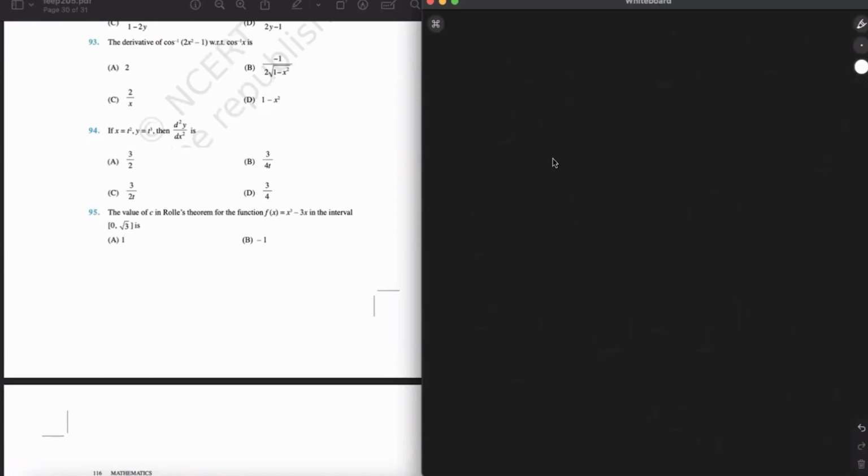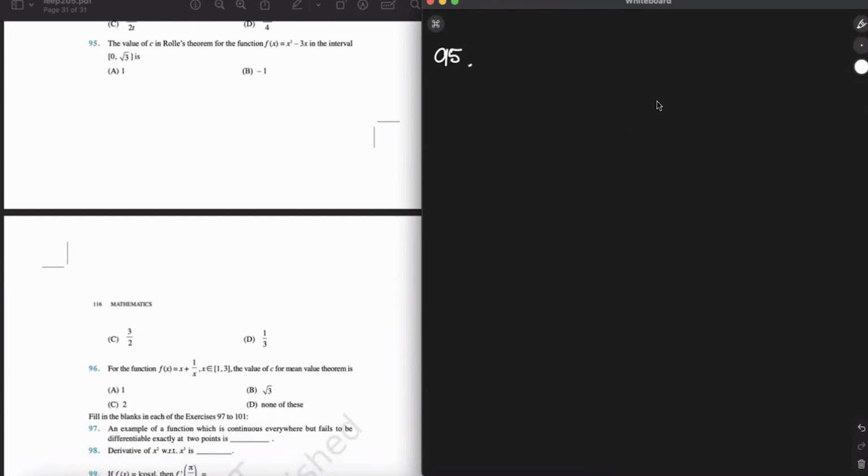Alright, moving forward, jumping on to question number 95. The value of c in Rolle's theorem for the function f(x) equal to this in the interval 0 to root 3 is what? For Rolle's theorem, I already told you, since f(x) is a polynomial function, it will be continuous and differentiable as well. And we just check f(0) is equal to 0 and f(3) is also equal to 0. So it is clear to us. So there is at least one value between 0 and 3.